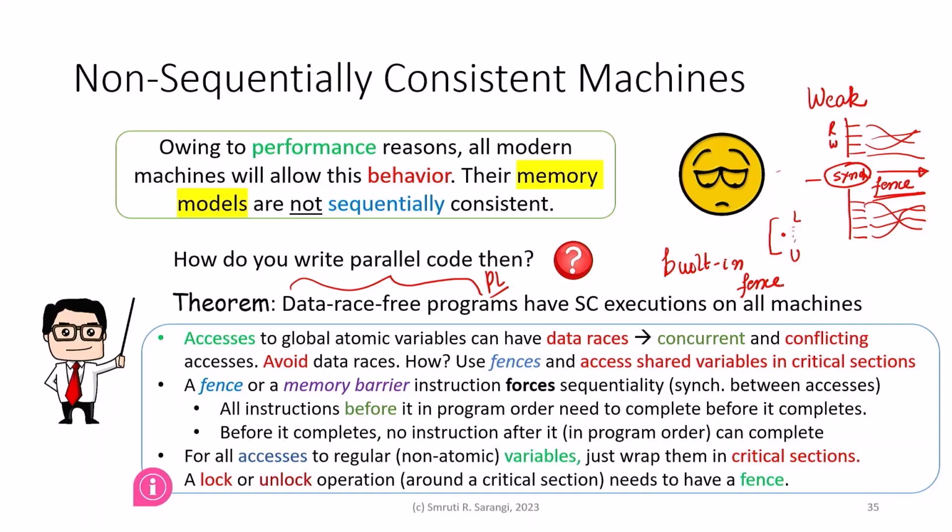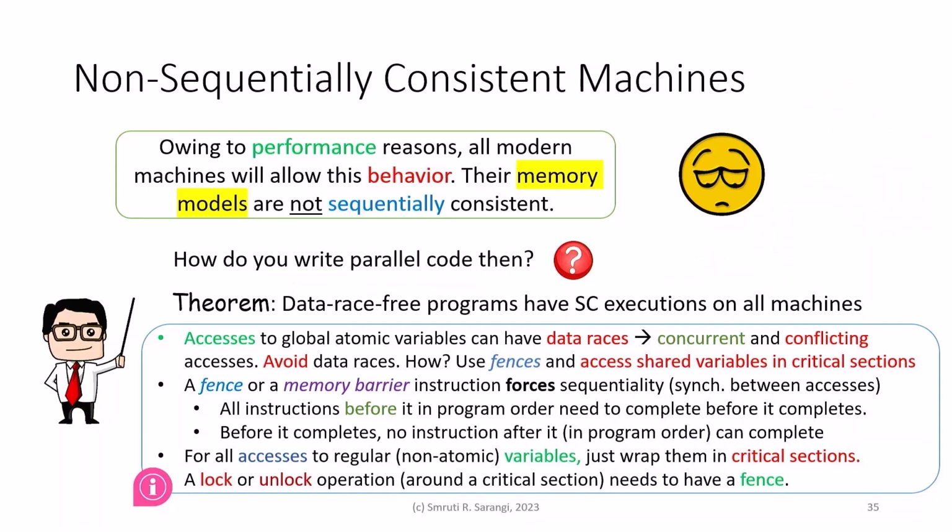Ordering is important. Now, as we have discussed, a program is data race free or properly labeled if every shared variable has its associated lock, and before accessing it, you lock it and then you unlock it. That is the idea, right? If a program is data race free or alternatively properly labeled, same thing, then the claim is it will have a sequentially consistent execution on all machines regardless of the underlying memory model. So this is a very, very powerful result.